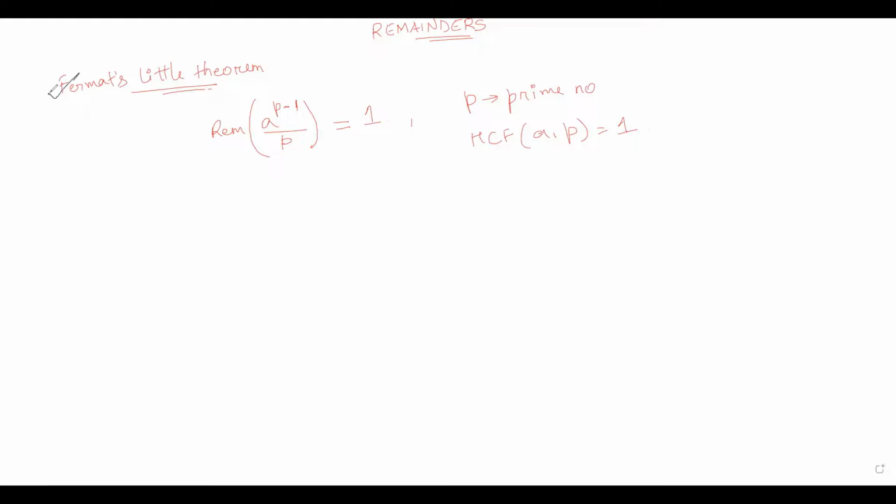Now let us see what is Fermat's little theorem. Suppose I have a number which is of the form a raised to power p minus 1, and this number is divided by the number p, where p is a prime number and the HCF of a and p is 1, that is, the numbers a and p are co-prime. In that case, the remainder of a raised to power p minus 1 upon p will always be 1.